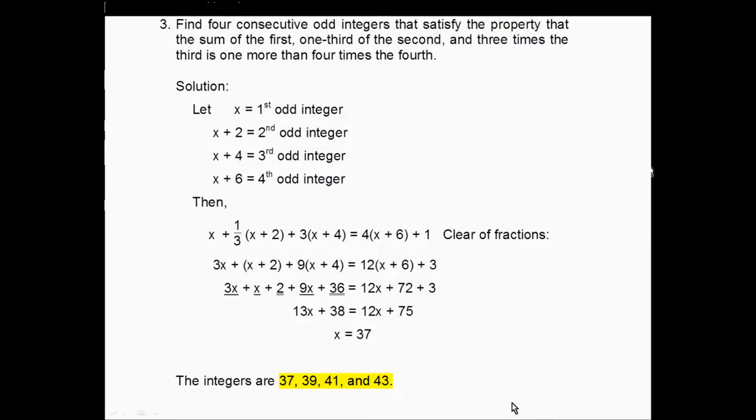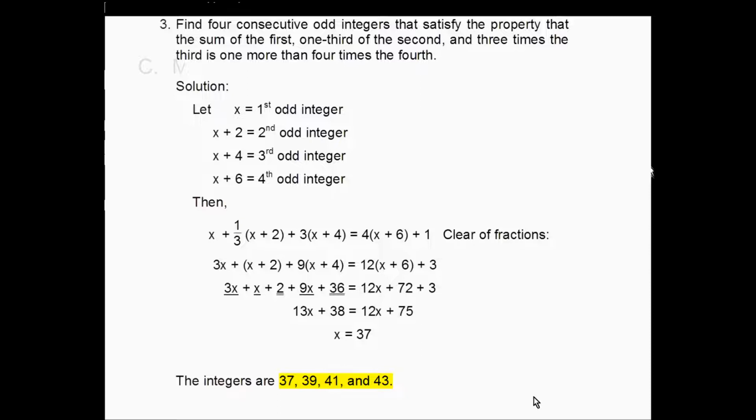Again, if you were asked for the smallest, it's 37. If you were asked for the largest, it's 43. If you were asked for the third one, it's 41. So when you're doing the problems for tests, homework, and quizzes, read the directions carefully and answer only what is asked. Do not answer more and do not answer less.